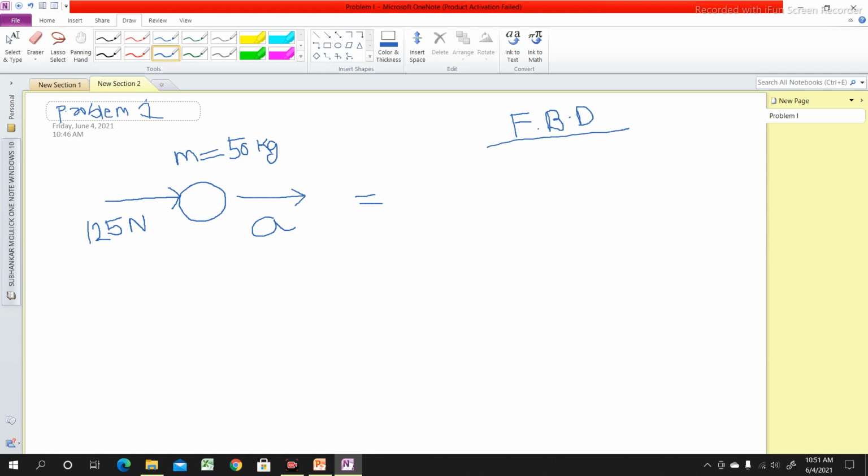क्या बोला गया है इस प्रॉब्लम में? एक बॉडी है. So this is that body, and on this body what has been applied? An external force of 125 Newton is applied. तो ये लग गया 125 Newton का external force.